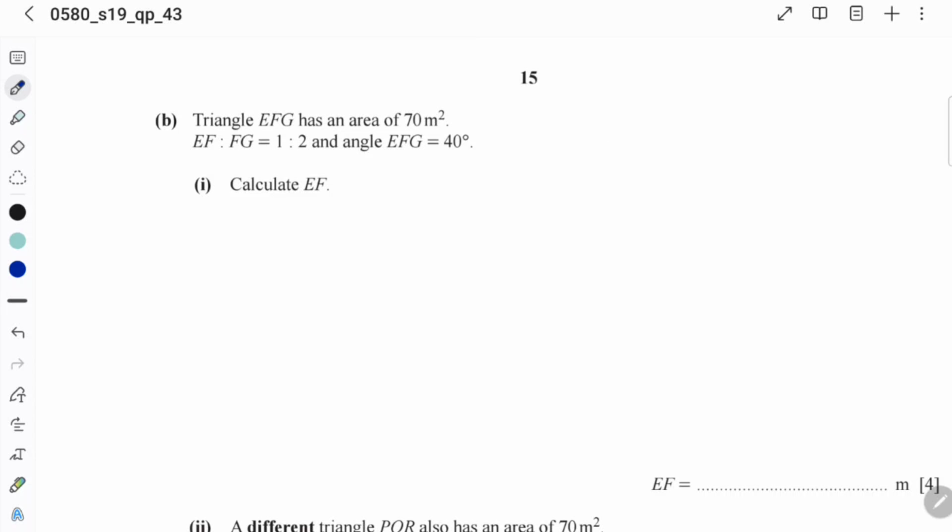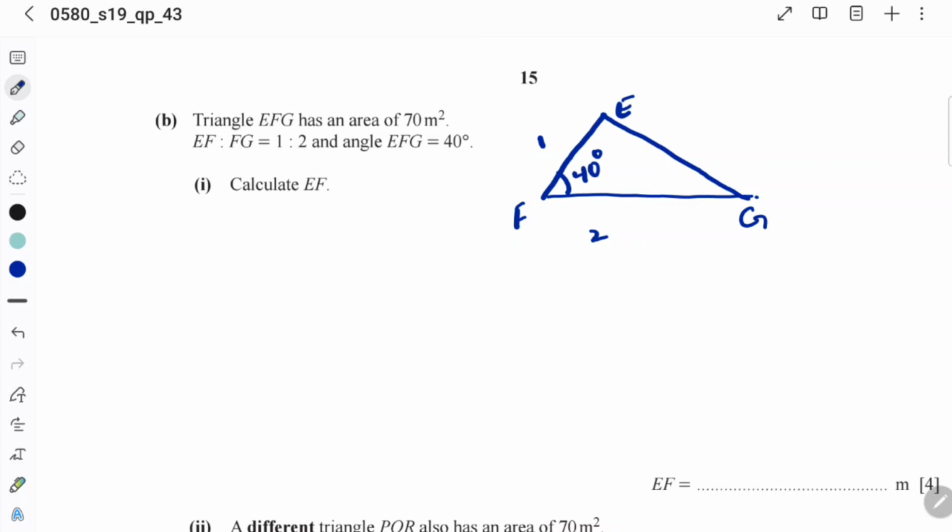So we are going to draw some diagrams. If I draw E to F and to G, because EF to FG is 1 to 2, it means I'll draw FG as a bigger line. So it is 1 to 2 and angle EFG is 40 degrees here. Calculate the length of EF, where the area is given as 70 square meters.